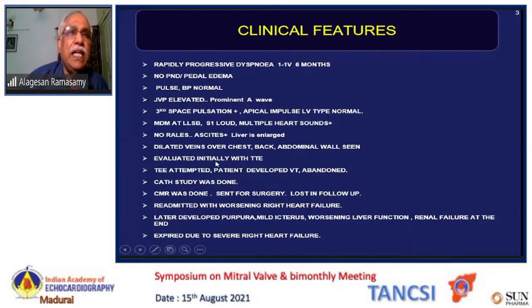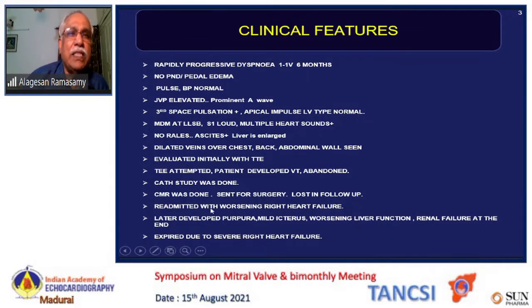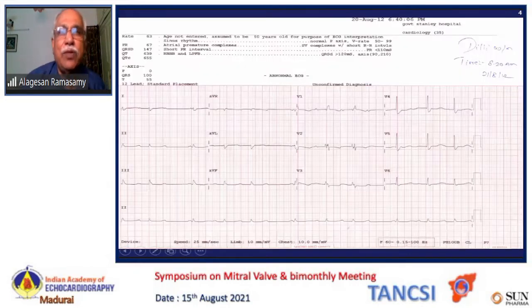He was initially evaluated with transthoracic echo, then TEE was attempted in Stanley Medical College. I don't know why, because the transthoracic images themselves are excellent. The patient developed ventricular tachycardia during the TEE and the procedure was abandoned. A CT study was done and then an MRI was done and the patient was sent for surgery and was lost for follow-up. He was admitted again with right heart failure and in spite of adequate treatment, he developed renal dysfunction, liver dysfunction, and finally the patient succumbed to the disease.